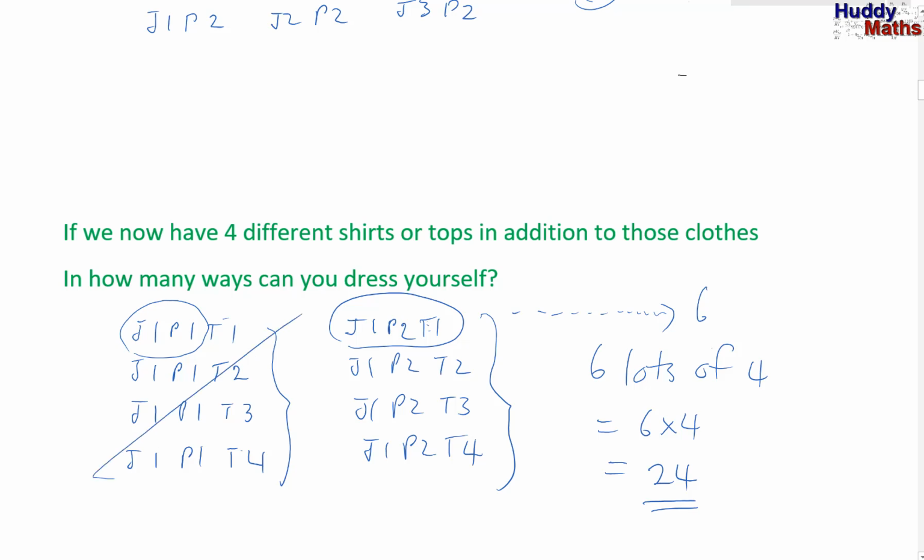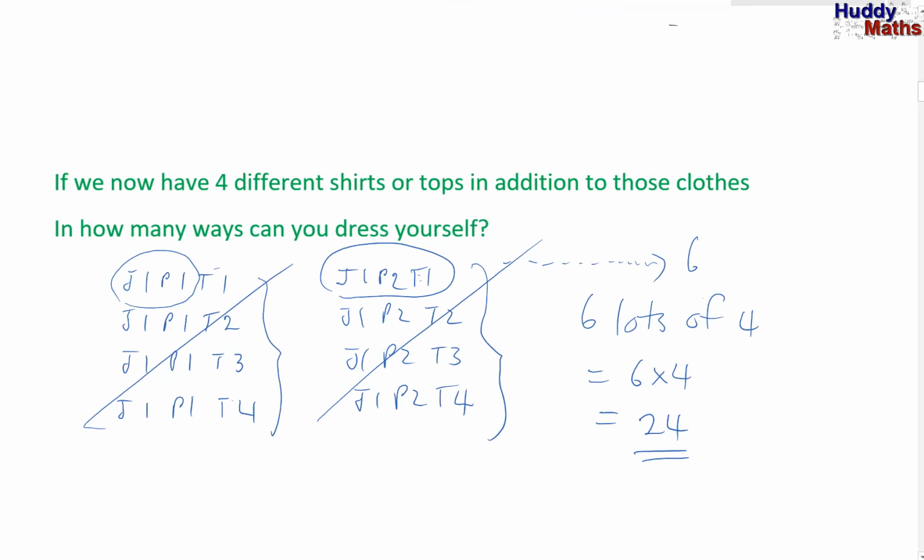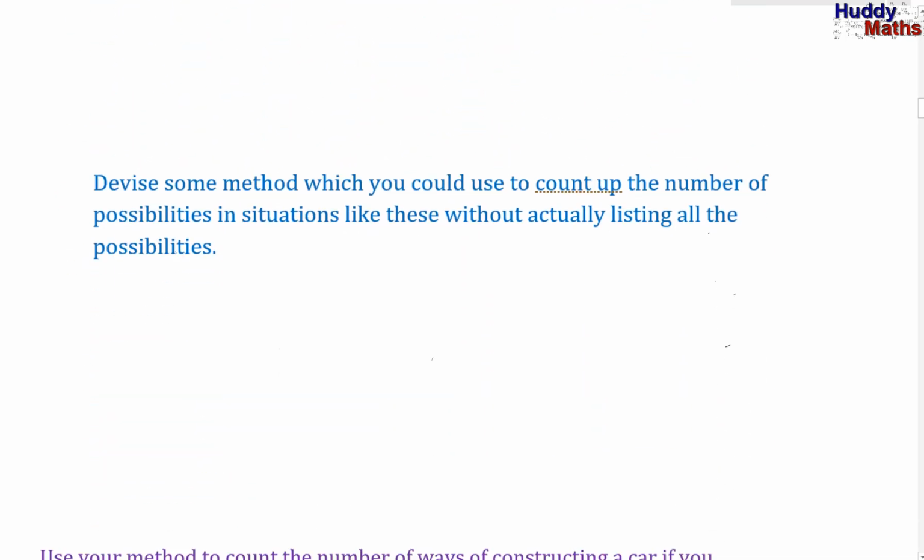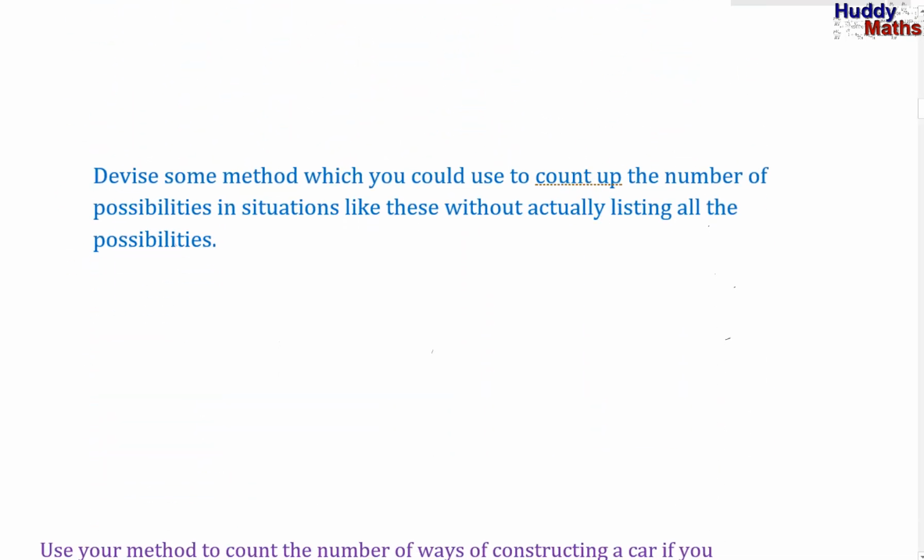We want to give this away here. We don't want to do this. We want to use mathematics. How powerful is that? Let's keep going and see if we can devise a method. Devise some method which you could use to count up the number of possibilities in situations like these without actually listing all the possibilities.